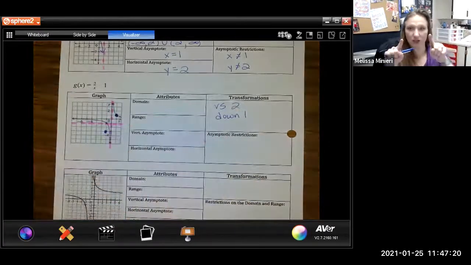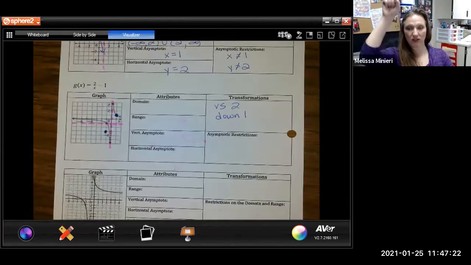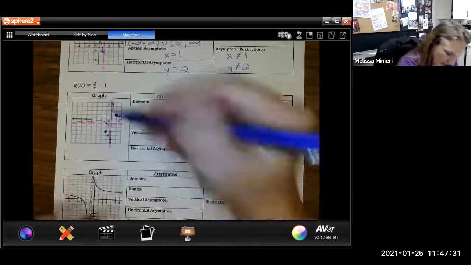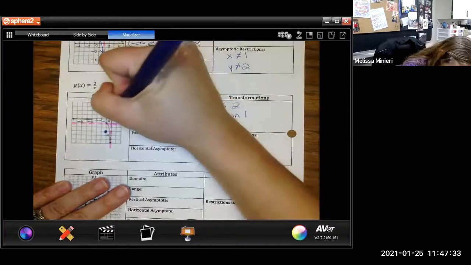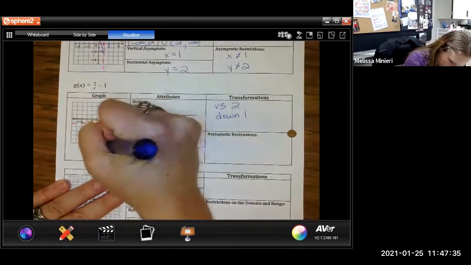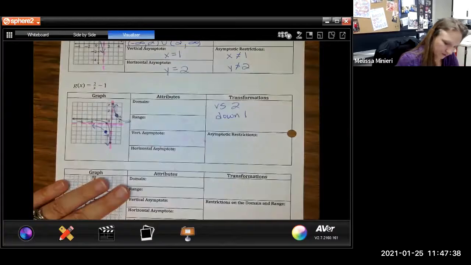So when you stretch it, the A value just tells you how many to move from there. Default is over 1 up 1. And then the A value, if it's bigger than 1, you'll go up 2, 3, 4, and so on. And then you can draw the swoopies from there into all of the asymptotes.